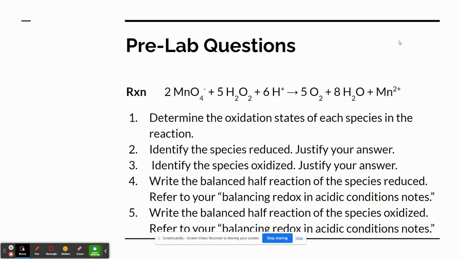Make sure you wear closed-toed shoes and have all of this stuff ready by the time you come to class on Wednesday.